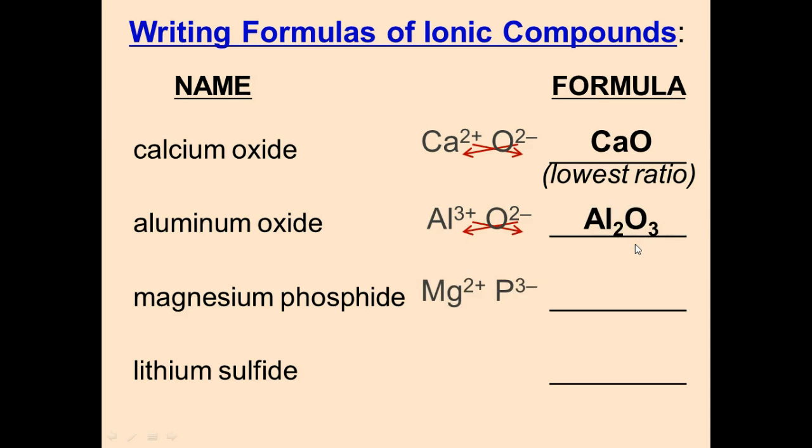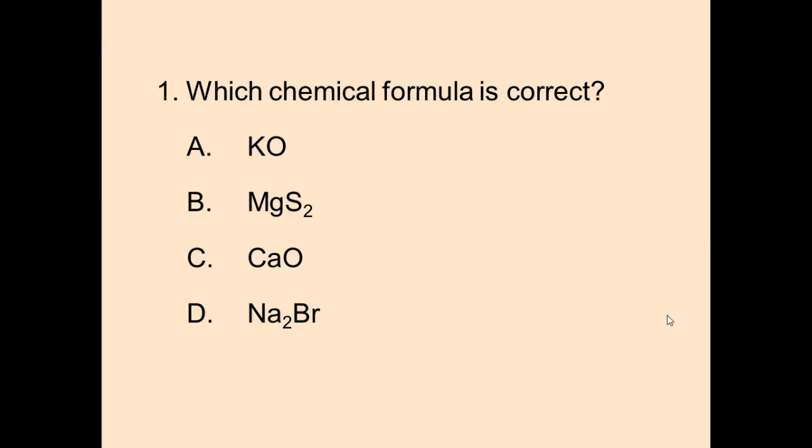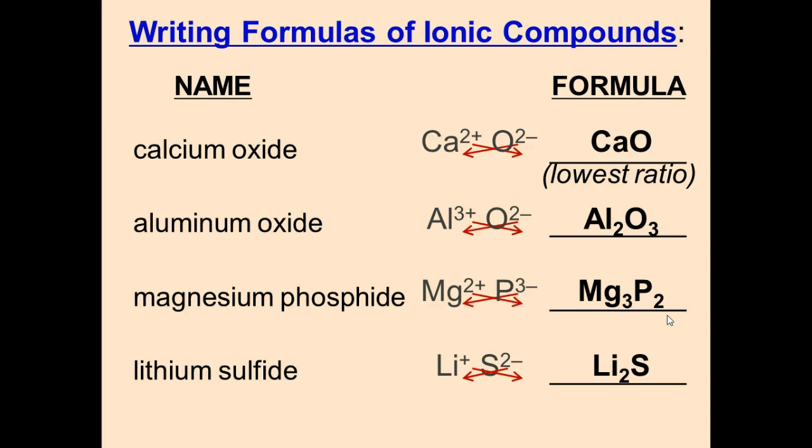Then we have magnesium phosphide, so Mg 2 plus and then P 3 negative. Crisscross charges, and same thing: 3 and 2 have nothing in common, so it's just the same number. And then lithium sulfide, Li and S 2 minus. So we crisscross charges, so Li2 and then S. And pretty much this is the simplest form, so there's nothing to do.